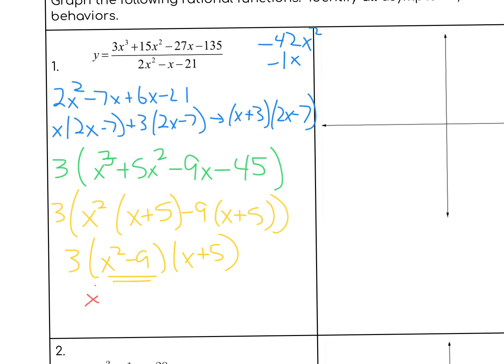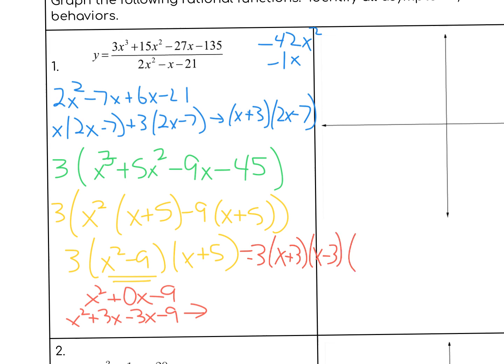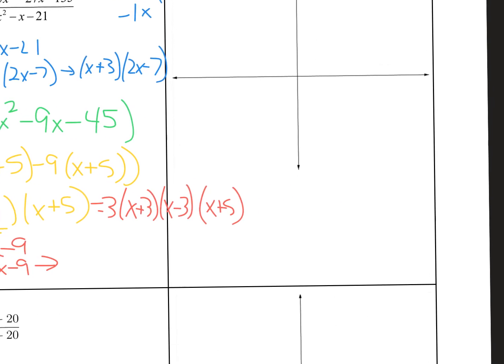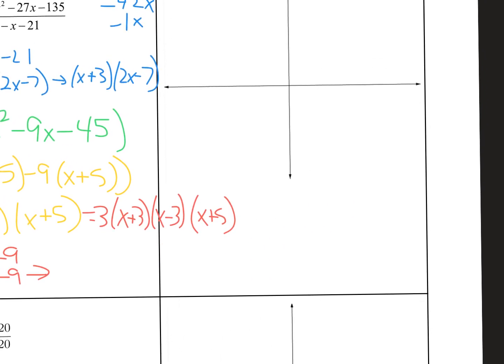If you need to do the work for it, it's x squared plus 0x minus 9. That's going to be x squared plus 3x minus 3x minus 9. You're going to wind up with x plus 3, x minus 3. So on top, I'm going to have 3, x plus 3, x minus 3, and x plus 5. Notice how I have a common factor right there and right there. That means I can cross those out and I have a hole.